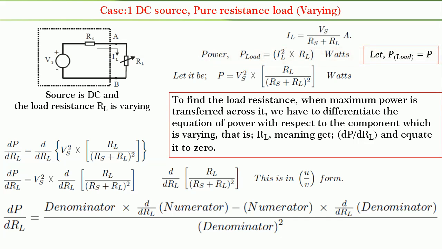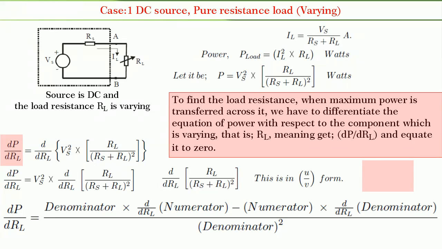Let P load is equal to P. By substituting the value of IL, we get P is equal to Vs squared into bracket RL divided by Rs plus RL whole square watts. To find the load resistance RL when maximum power is transferred across it, we have to find dP by dRL and equate dP by dRL to 0 and get the condition for maximum power transferred.